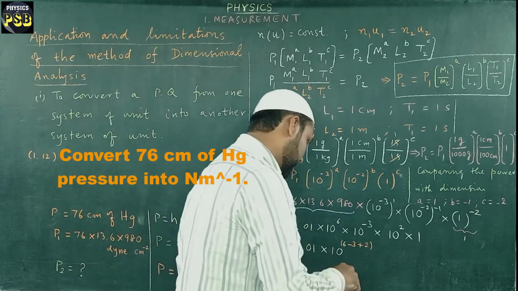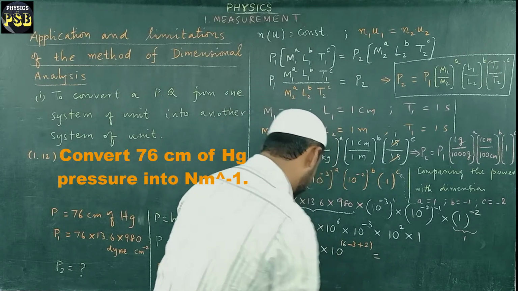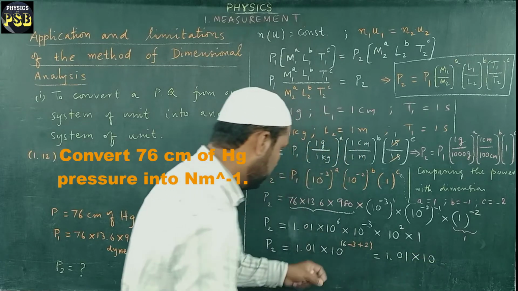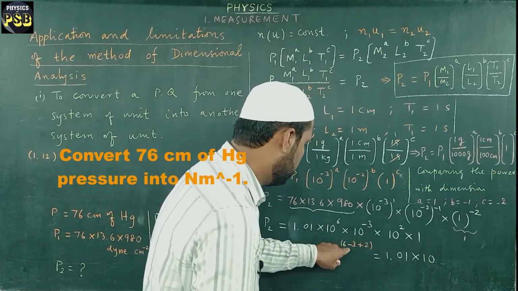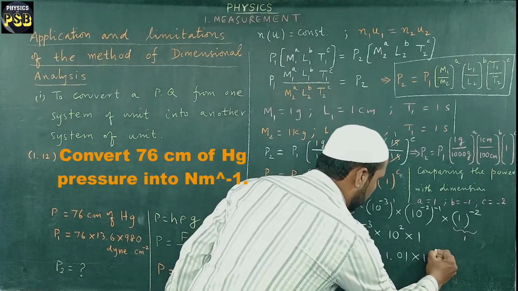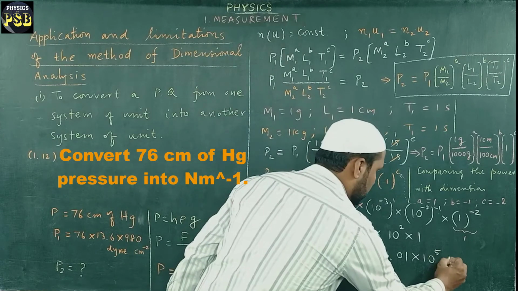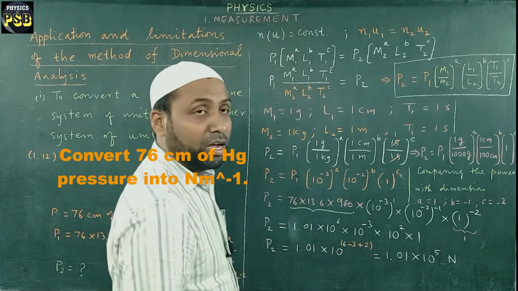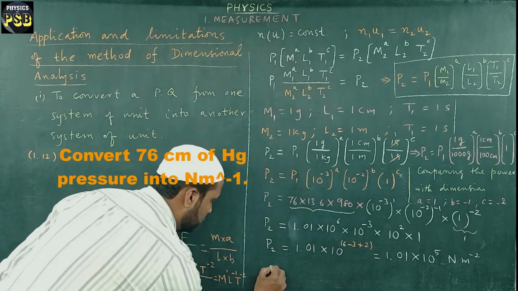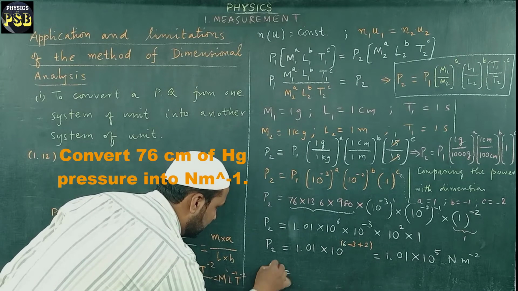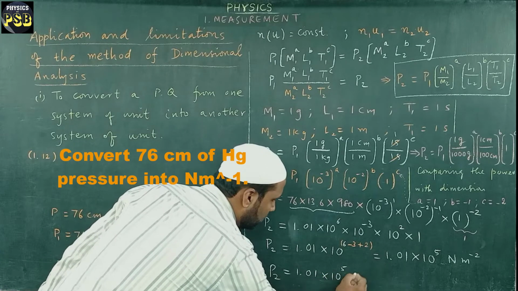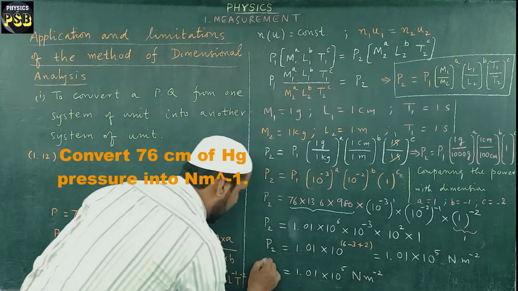Then what I'll get? I get this 1.01 into 10 power 6 plus 2 is 8. 8 minus 3 is 5. 10 power 5. And the unit of pressure in the SI system is Newton per meter square. So the final value of pressure in the SI system is 1.01 into 10 power 5 Newton per meter square.